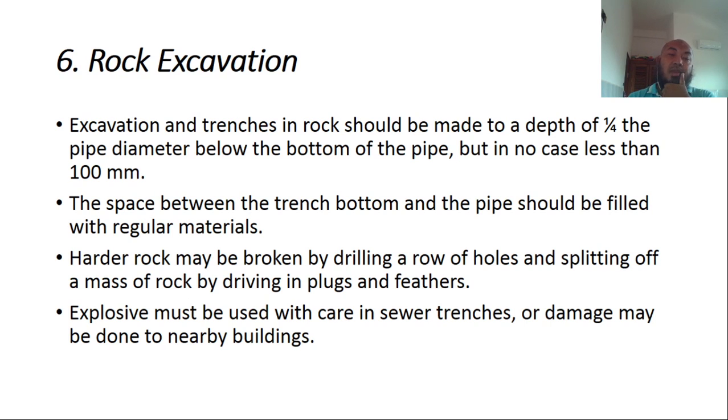So harder rock may be broken by drilling a row of holes and splitting off a mass of rock by driving in plugs and feathers. Explosive must be used with care in sewer trench, or damage may be done to a nearby building. So for the rock excavation, we can use the plug and feather, or you can use explosive, but it is very rare to use explosive.